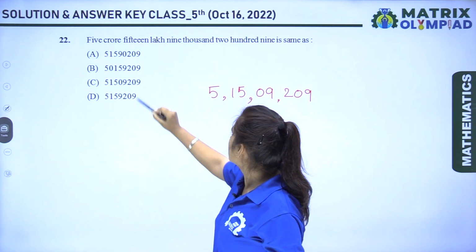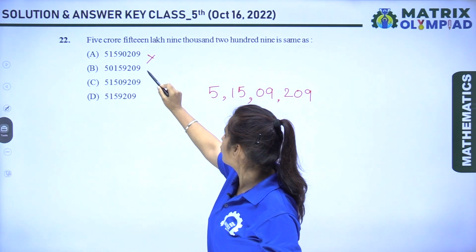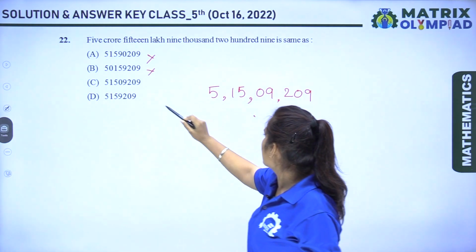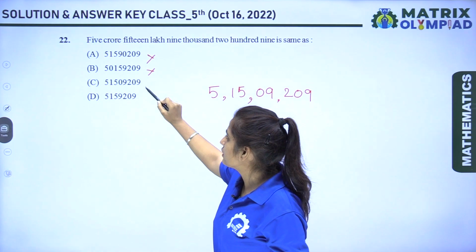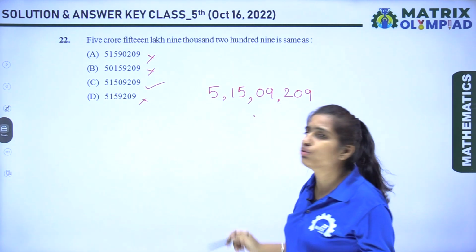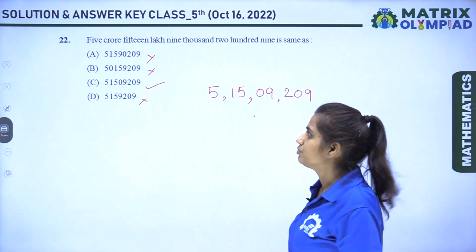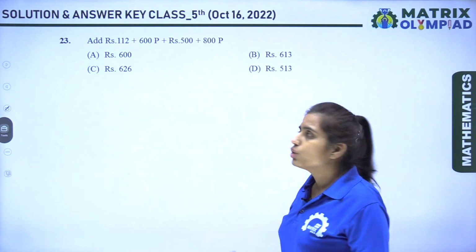So here the first option is not correct. The second one is also not correct. Now the third option we have, yes, the third option is correct. Option D is incorrect. So according to the question, option C is the correct answer. Now the next one, 23rd.